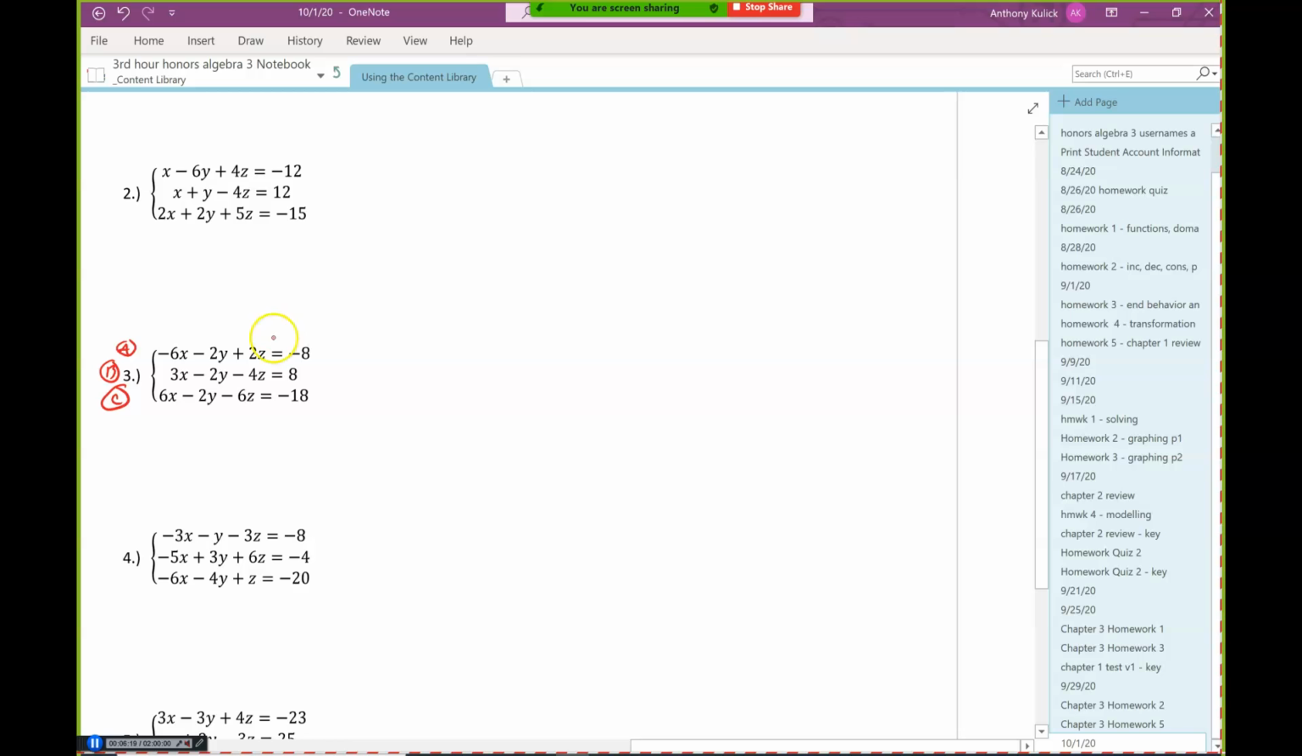Is that okay? Okay, so let's isolate the z from equation 1. So I'm going to add 6x over, add 2y over, and then divide both sides by 2. So that's going to be z equals 3x plus y plus... Oh, I'm sorry. Minus 8. So far, so good?